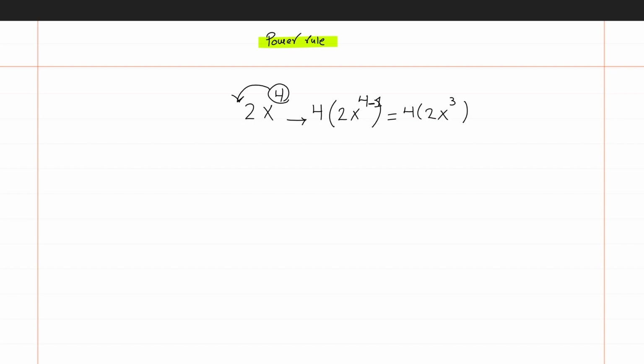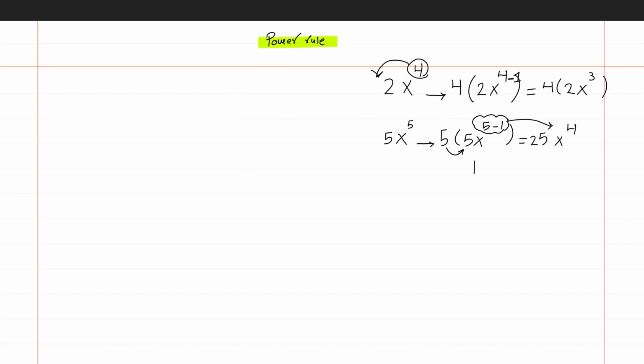This is the power rule. So one other example would be 5 times x to the power of 5. We'll bring 5 down times the function and the power minus 1, which would give me 5 times 5, which is 25, times x to the power of 4, because 5 minus 1 is 4. So in general, if we have a function of the type ax to the power of b, we bring b down times the function itself and b minus 1. But why does this work?